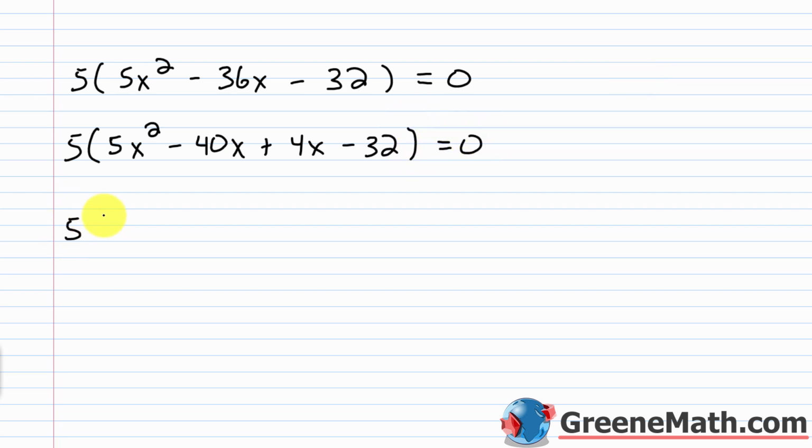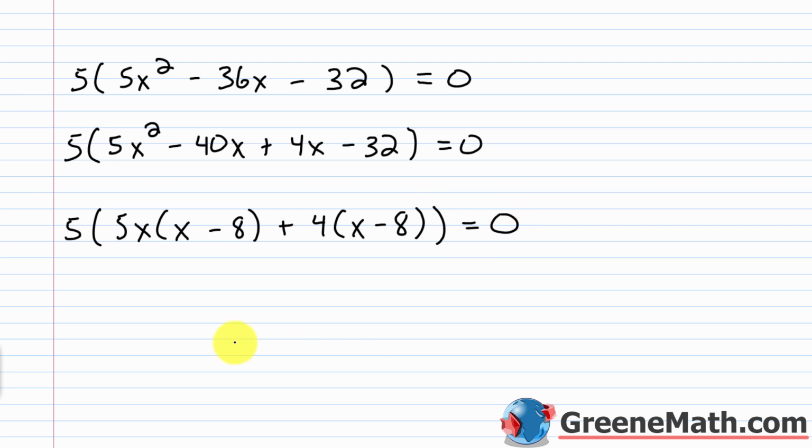So I'd have 5 times, inside of parentheses here. If I pulled out a 5x from the first group, I would have x minus 8. Then plus, if I pulled out a 4 from the next group, I would have x minus 8. This equals 0. And so now I can pull out the common binomial factor of x minus 8. And I'd be left with 5x plus 4.